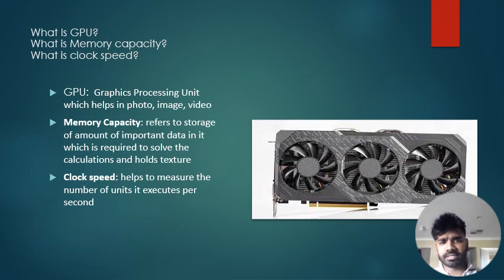What is memory capacity? It refers to the amount of storage for important data, which is required to solve calculations and hold textures. Memory capacity and clock speed are two important factors of a GPU, which help it to perform better. Enough memory capacity shows that the GPU can handle complex scenes without slowdown of its speed. Clock speed helps the GPU to perform calculations faster.